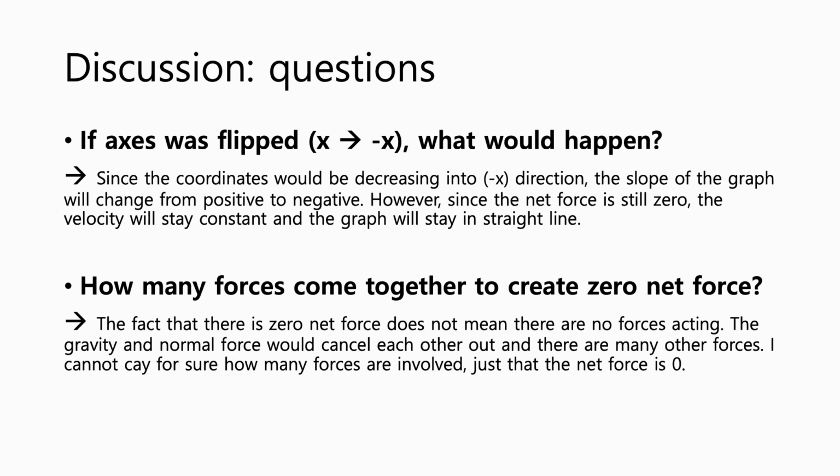Questions. If the axis was flipped, what would happen? Since the coordinates would be decreasing in the minus x direction, the slope of the graph will change from positive to negative. However, the net force is still zero and velocity will stay constant and the graph will be a straight line.